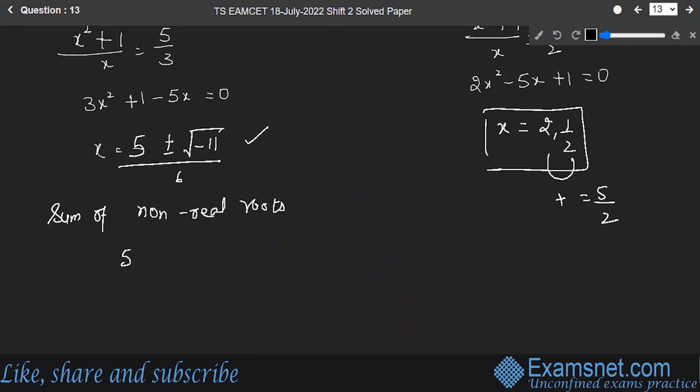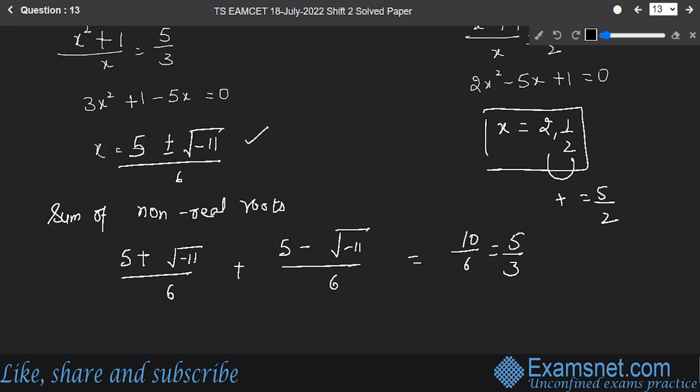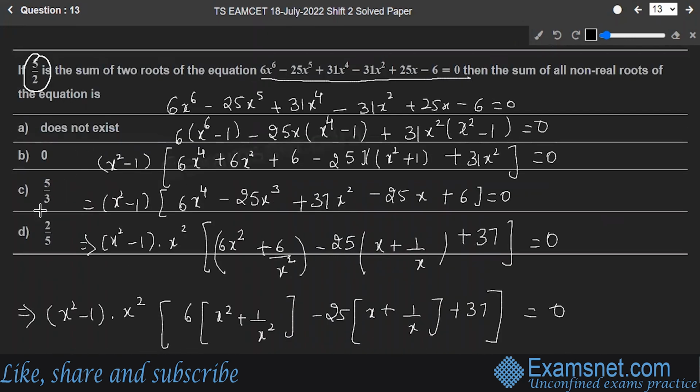roots will be 5 plus root of minus 11 upon 6 plus 5 minus root of minus 11 upon 6. So on solving this, these two will get cancelled and you will have 10 upon 6, that is equal to 5 by 3. Okay. So this is the answer to our problem. Option C is the correct answer. Hope you understood this question.